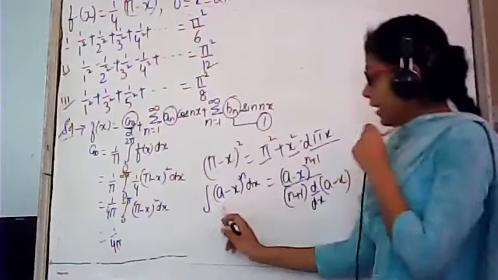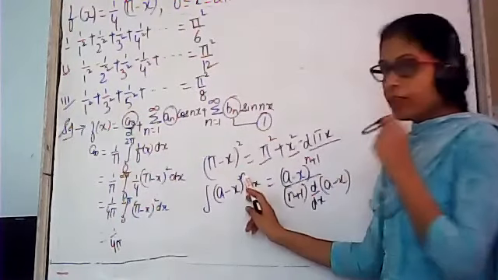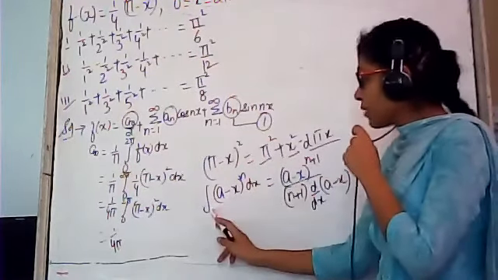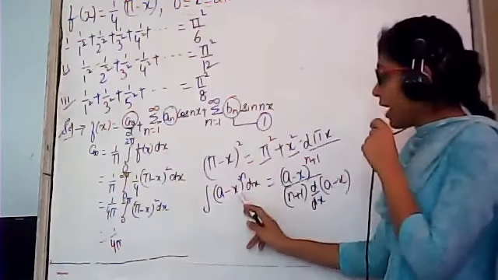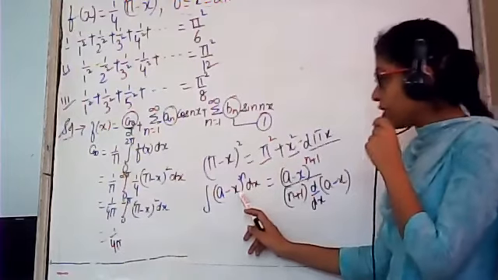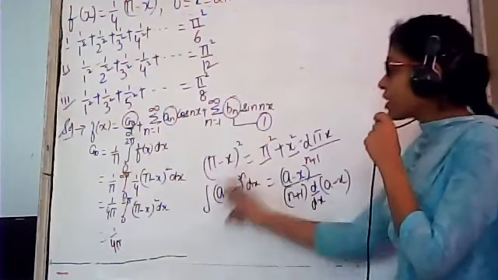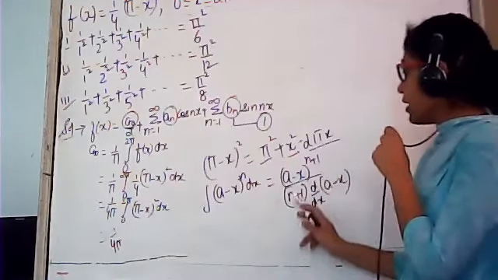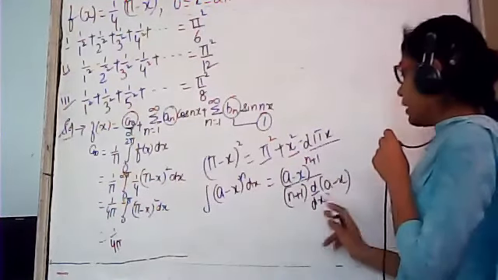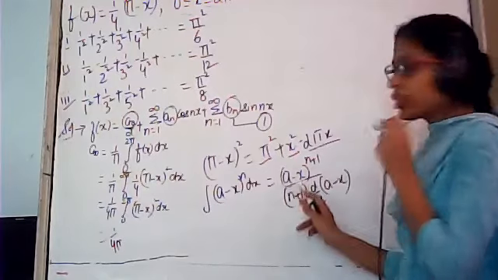Integration of (a minus x) raised to the power n. If we have to integrate a function where one term is constant, a is constant here and x is the variable, we have to integrate with respect to x, then integration of this term will be (a minus x) raised to the power n plus 1 divided by n plus 1 into differentiation of this term.